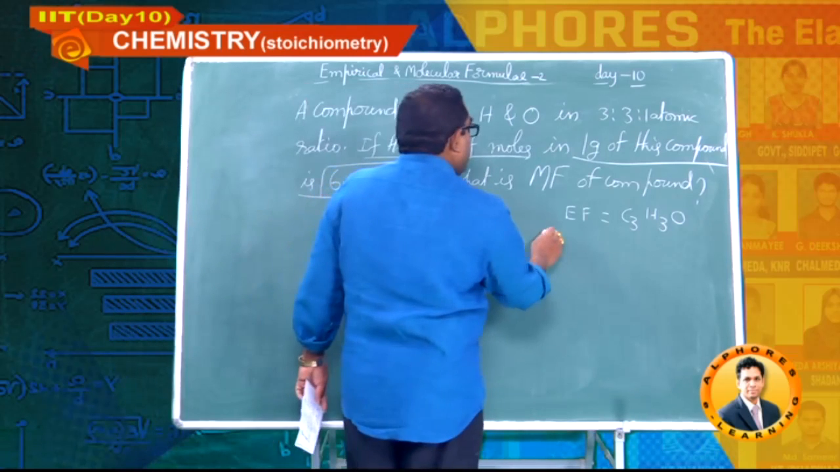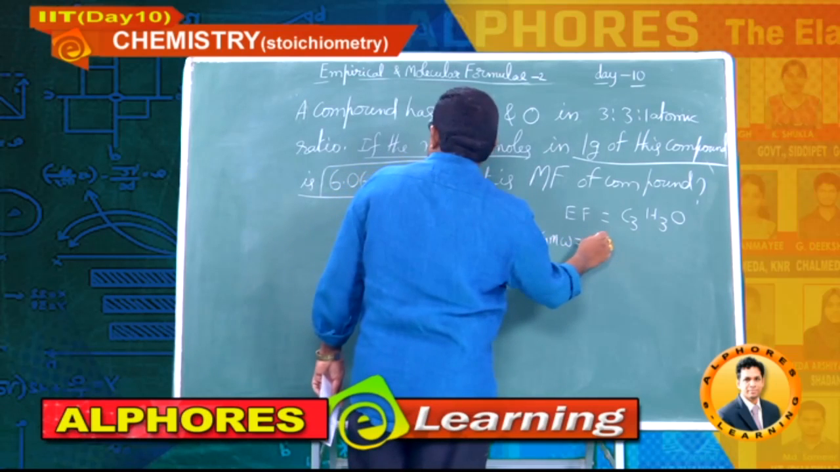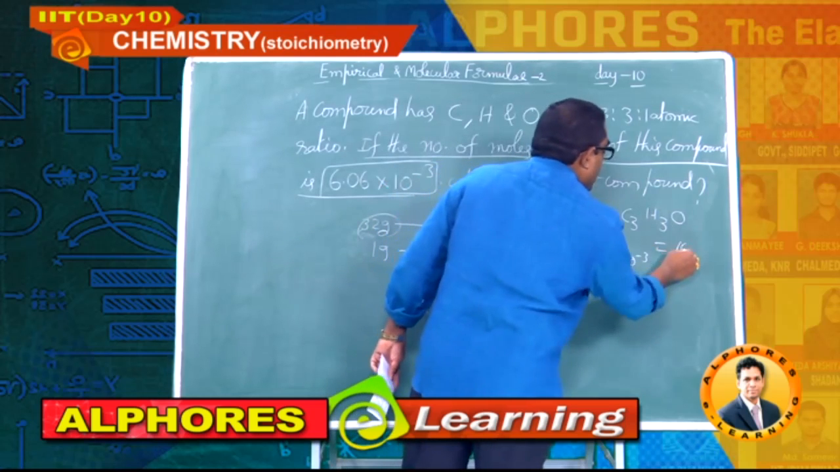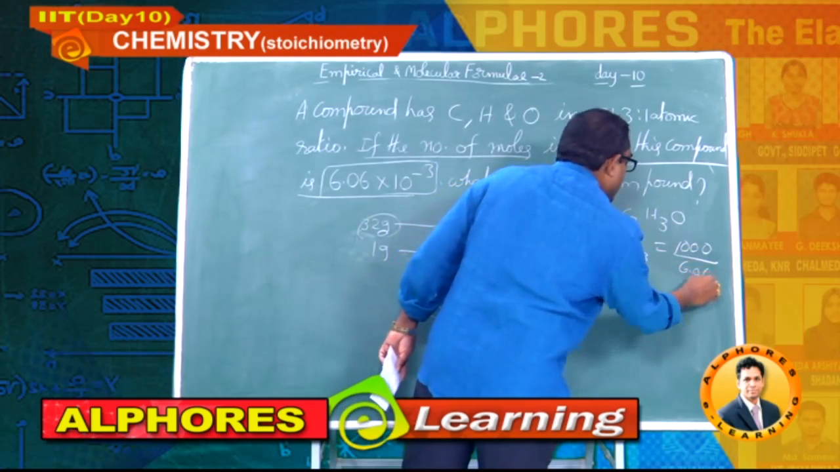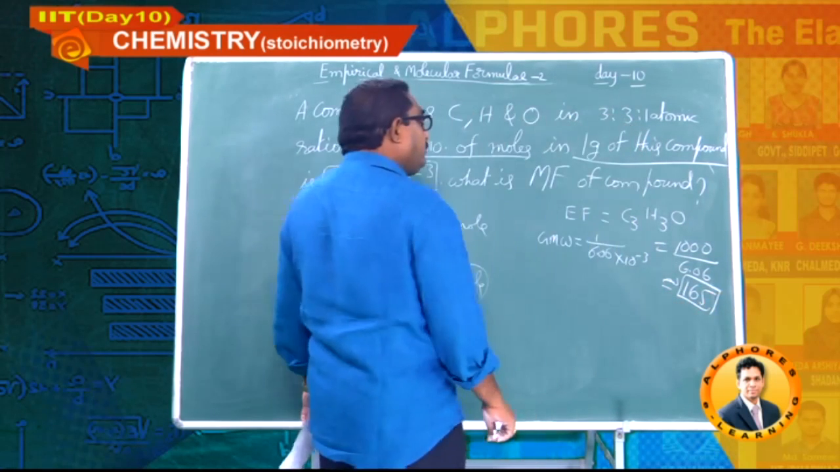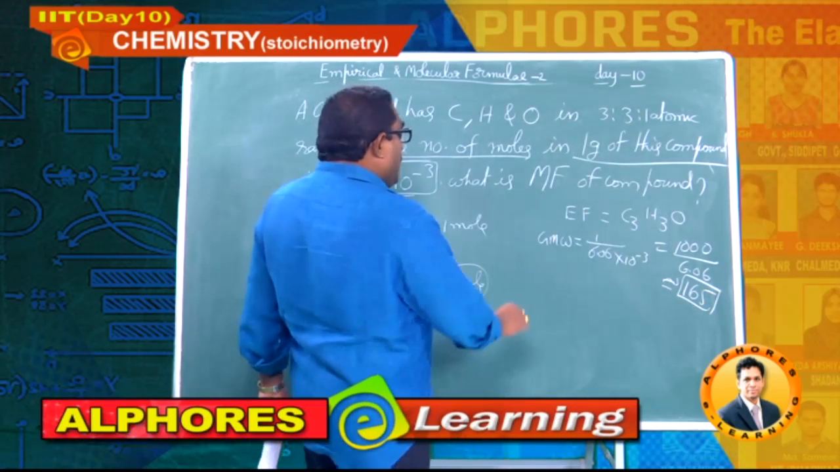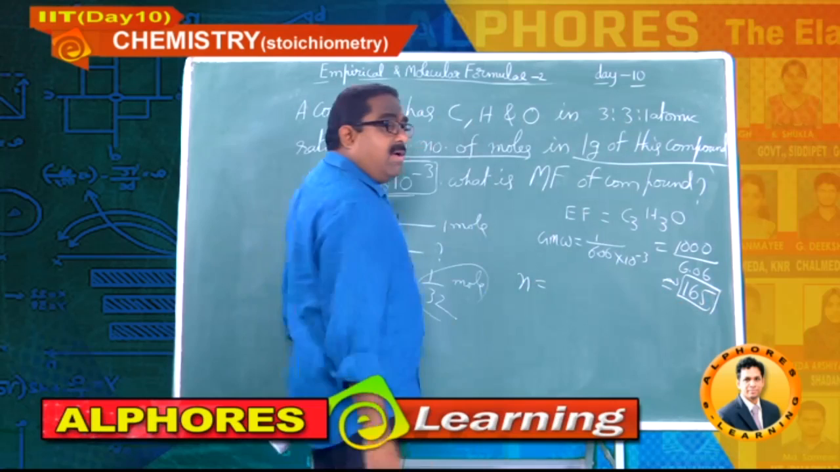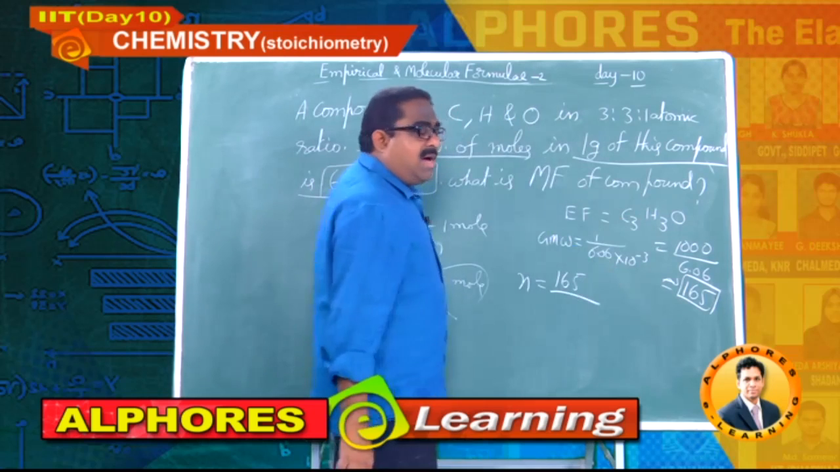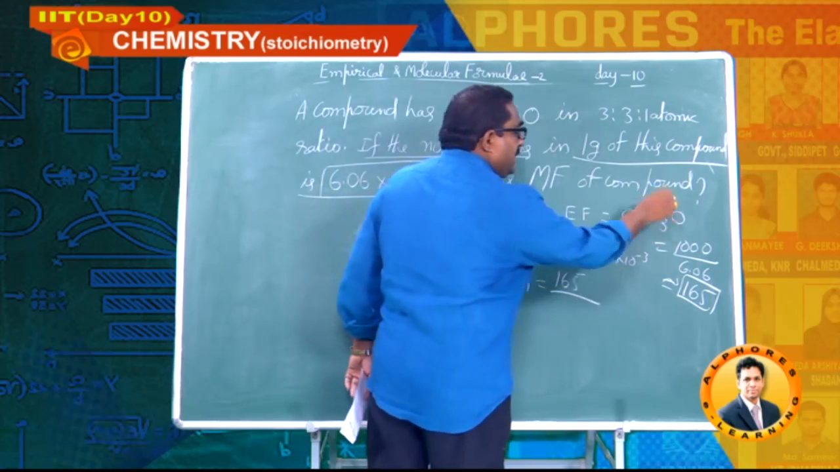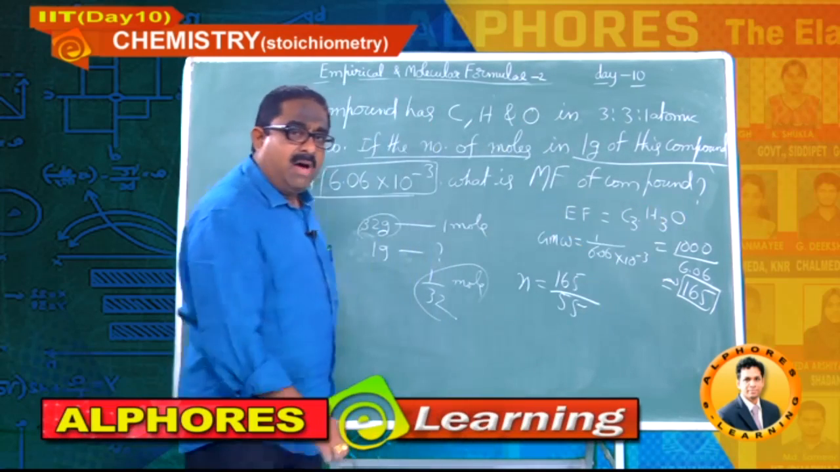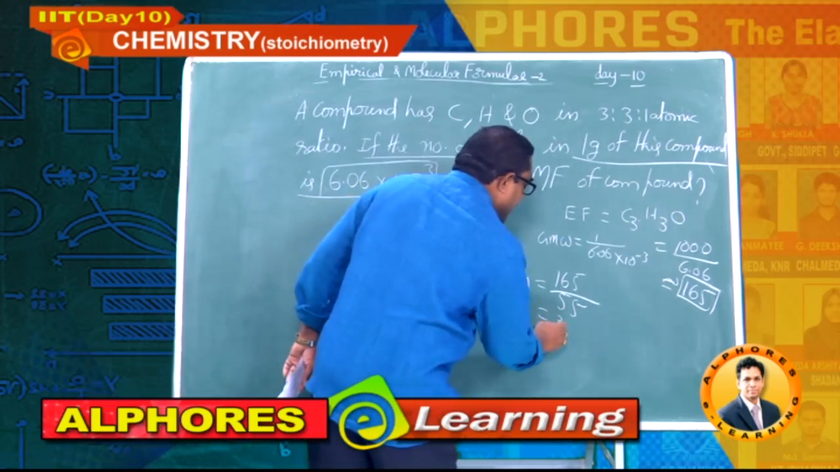Okay, I am writing. So GMW is equal to 1 by 6.06 into 10 power minus 3, which is equal to 1000 by 6.06. You will get it as approximately 165. Now you can calculate the value of n. Yesterday we discussed this concept: molar mass divided by empirical formula mass. 3 into 12, 36, plus 3, 39, plus 16, 55, the empirical formula mass. So the n value finally you will get as 3.